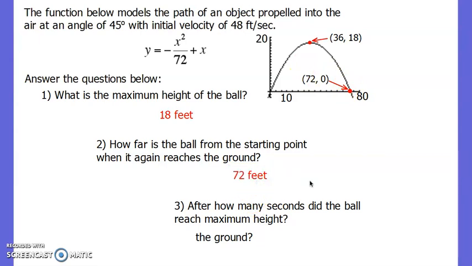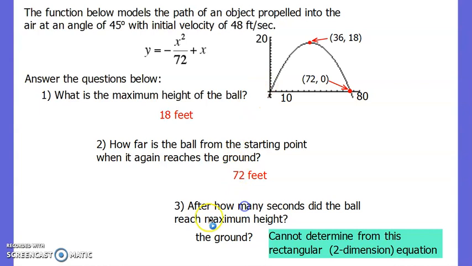One thing we can't answer, going back to that idea of time, is how many seconds did the ball take to reach maximum height, or how many seconds did it take to reach the ground? How long did it take to get to these 2 points along the way? We can talk about the distance from the start. We can talk about the height from the ground. But we're not really illustrating the time, even though they mention that it's traveling at 48 feet per second when it's initially launched. Again, a question we can't really answer with just the two-dimensional, or what we often call a rectangular equation, just talking x and y.